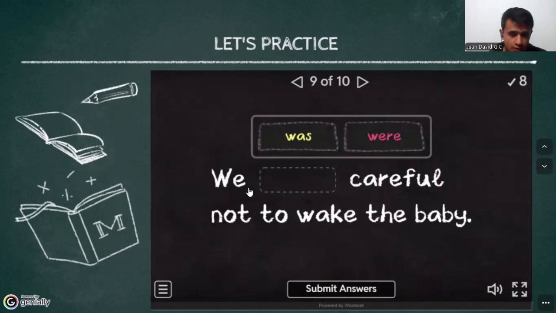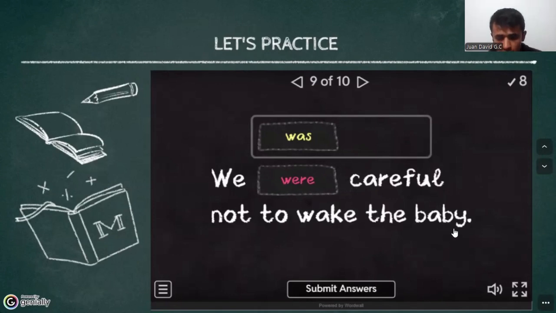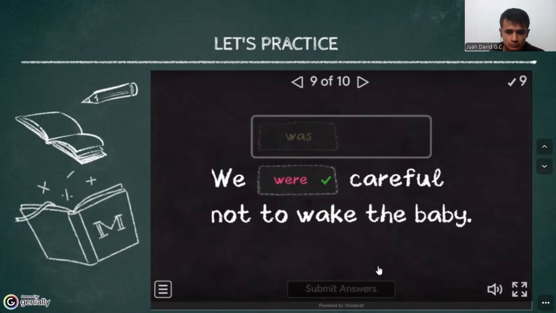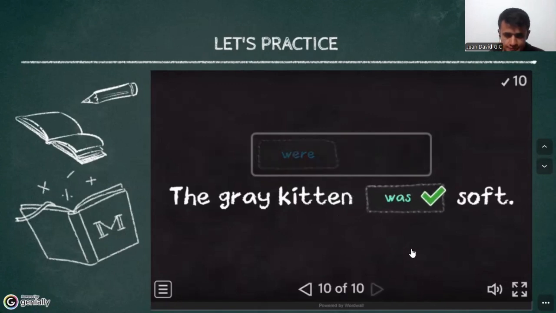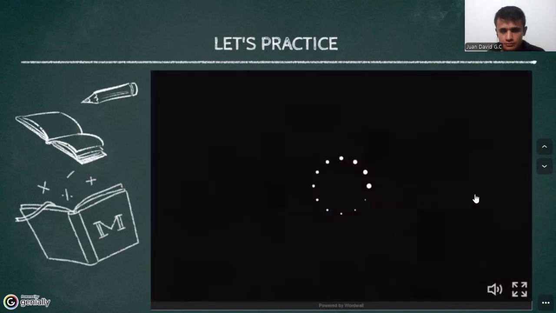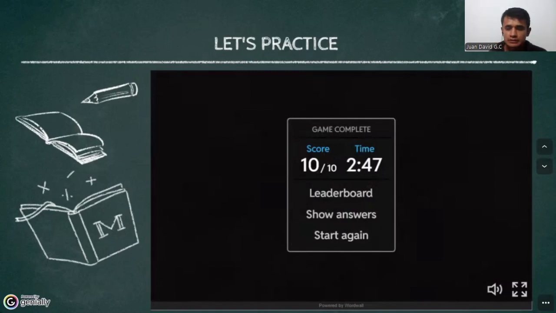When we have "we," then we have "were," like for "you," "were" for us. "We were careful not to wake the baby." So remember the structure again. And finally: "The great kitchen was or were soft?" Maybe was. That's all for that game. So let's continue.